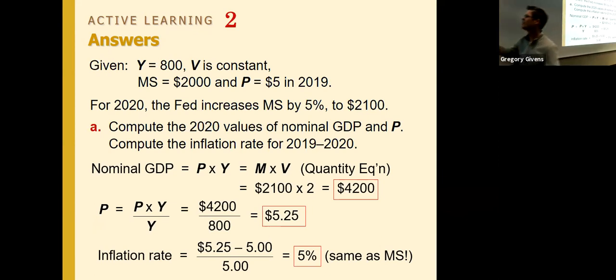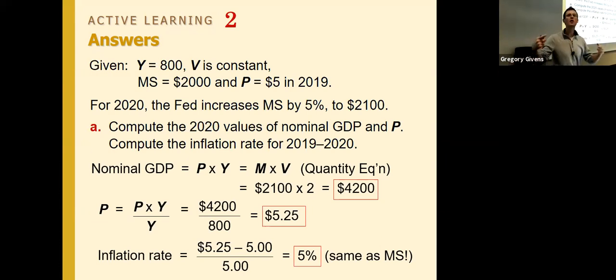Ash, I'm not sure exactly where you went wrong there. You said 1.9, but the starting point here is the quantity equation. You know what M is, you know what V is, and so you should be able to get what nominal GDP is. It has to be equal to M times V. And once you get that, you can figure out what the price level is.